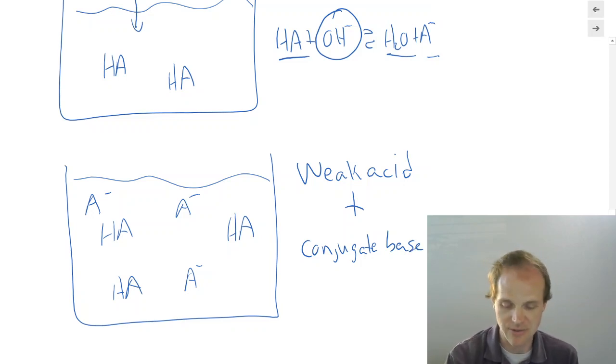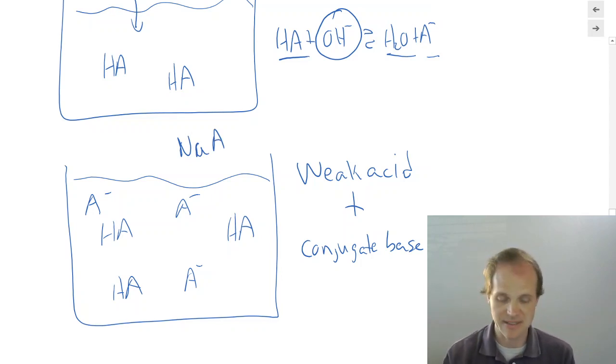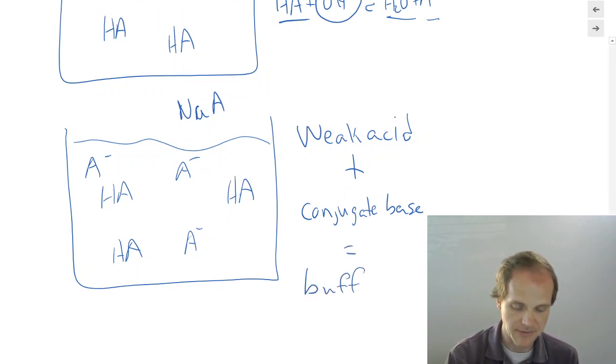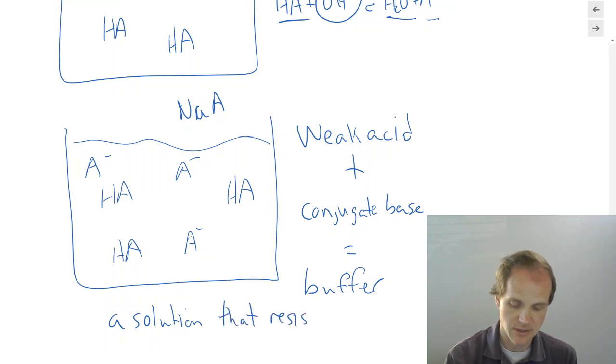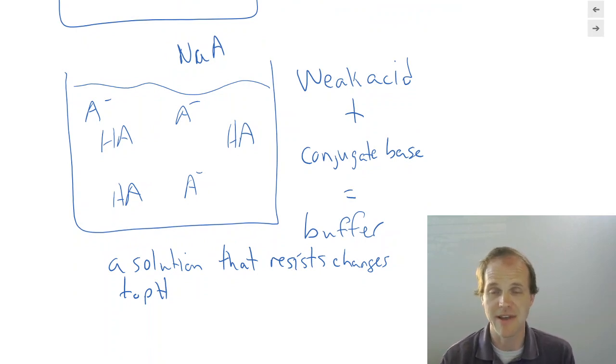And remember, we don't get A minus directly. We might have sodium partnered with our A minus or something like that. And that's how it gets into there. A weak acid and its conjugate base, we call that a buffer. And a buffer is simply a solution that resists changes to pH. And then some people will add on addition of a small amount of acid or base. Okay, so when we add acid, it reacts with our A minus and takes the acid out. When we add base, it reacts with our HA and takes the base out.